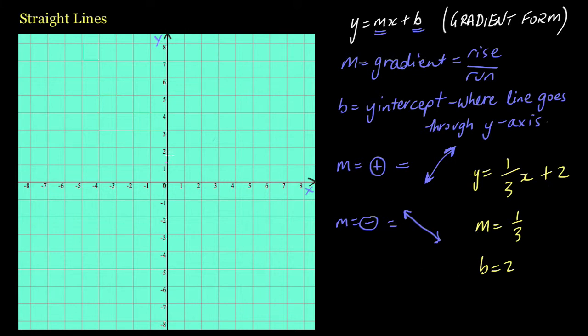So the first thing we're going to do is plot that point there. Where do we go through the y-axis? At 2. So there's our first point.